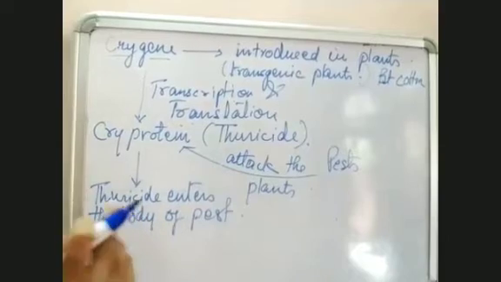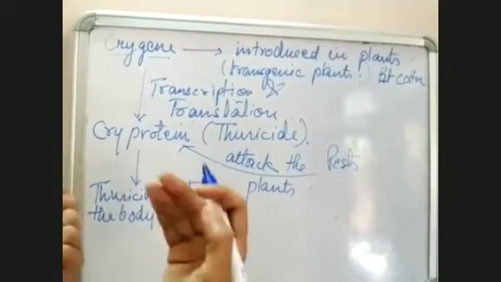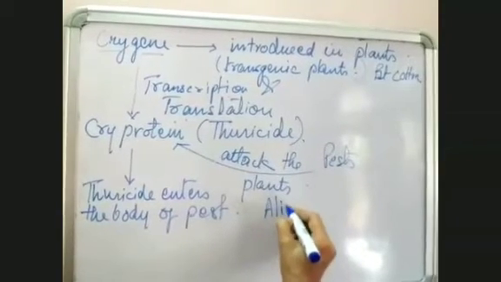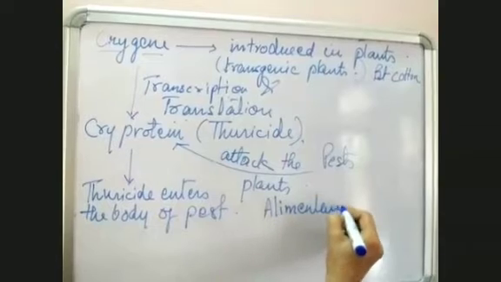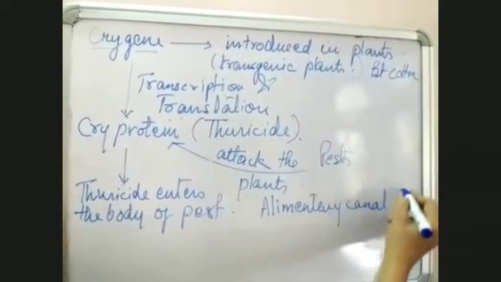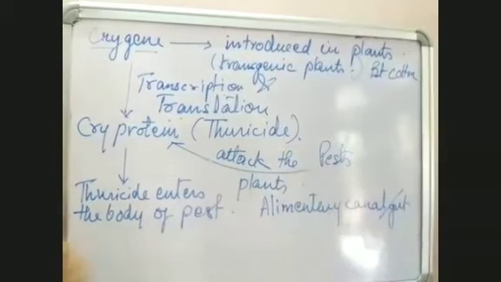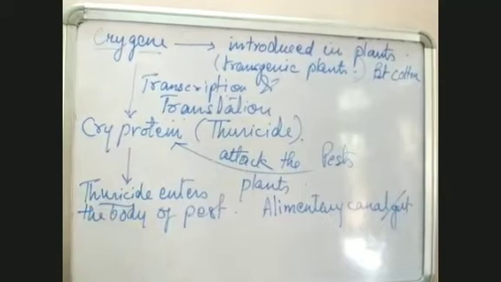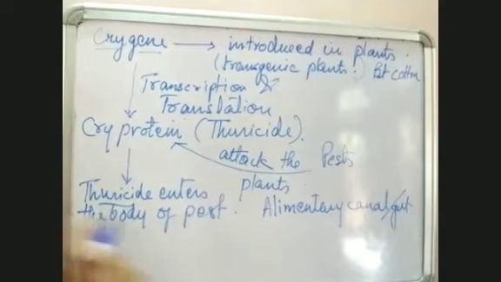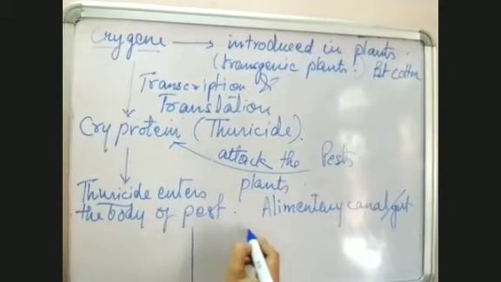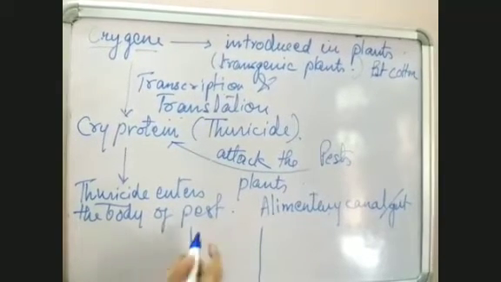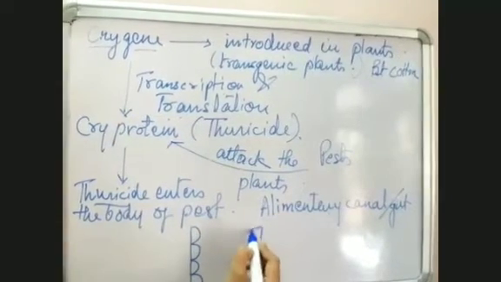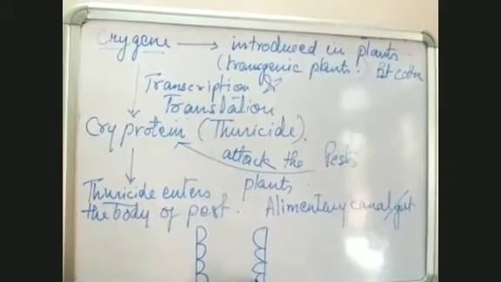These pests, the medium in the gut or alimentary canal. When this thuricide reaches the alimentary canal or gut of the pest, their gut is like this, it has epithelial cells. These are epithelial cells which are present on their gut. The lining of their gut is made up of epithelial cells.